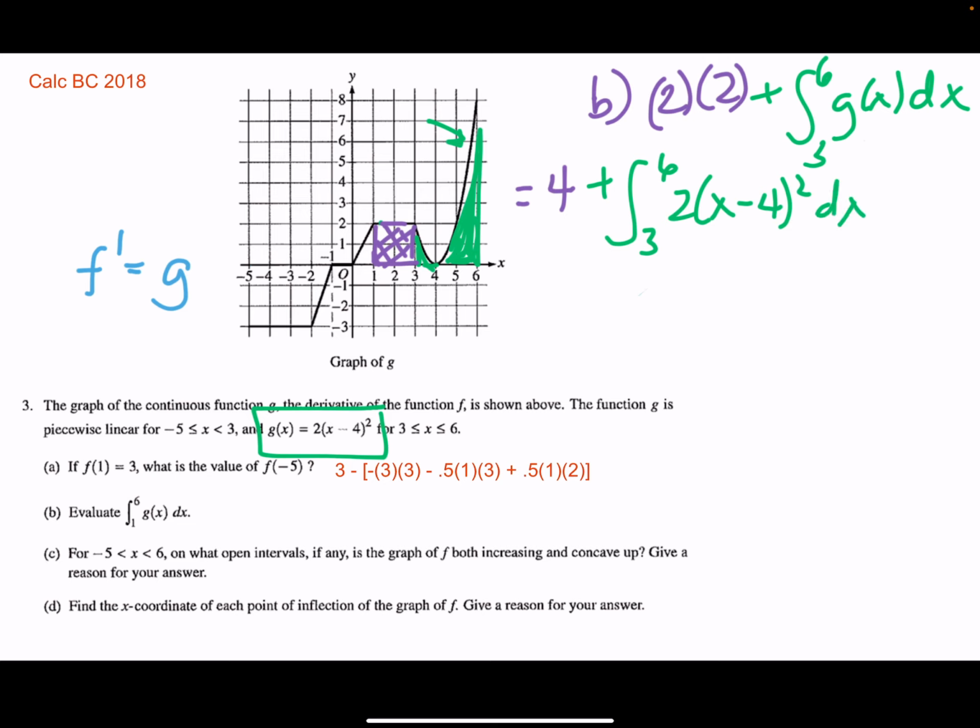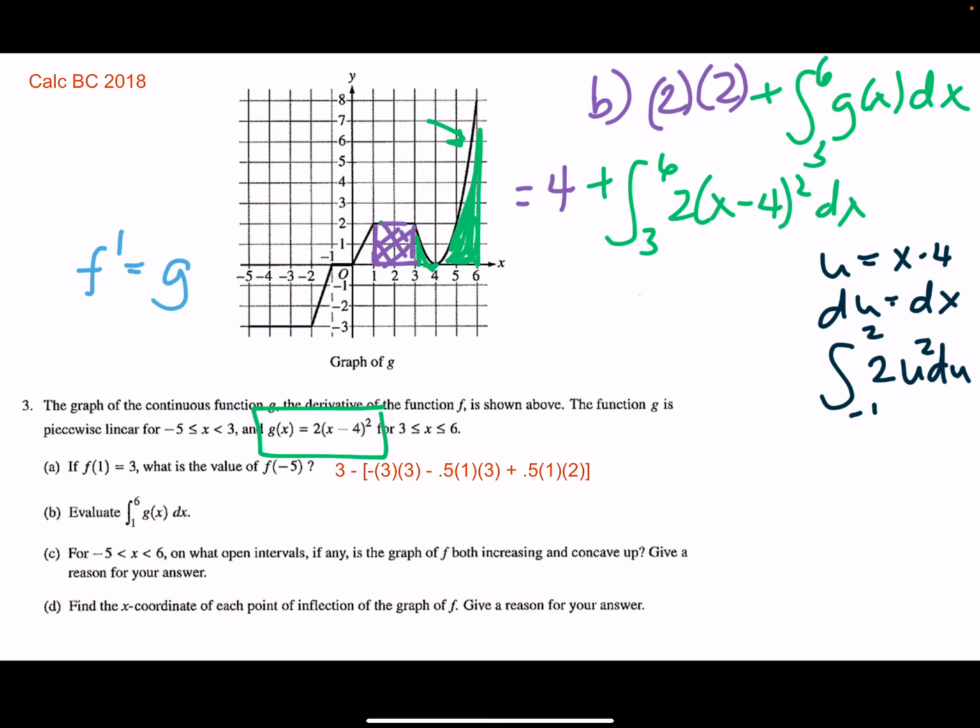Now, some of you guys FOILed it out. I don't want to FOIL it out, so I'm going to just do a little u sub on it. I'm going to let u equal x minus 4. du is going to be dx, and I'm going to have the integral of 2 times u squared du. Okay, my bounds, I'm going to change them. I'm going to go from 3 minus 4, which is negative 1, to 6 minus 4, which is 2.